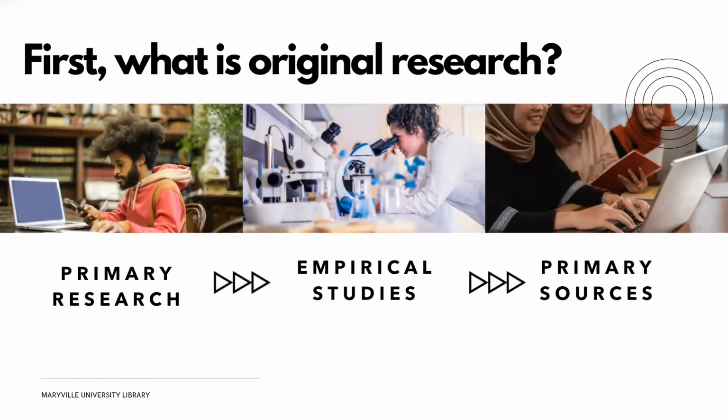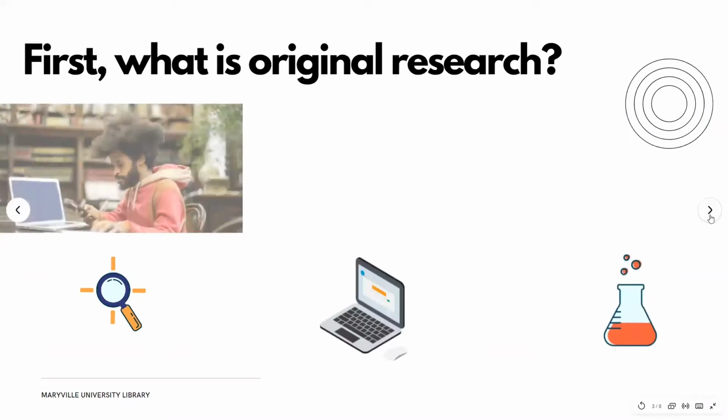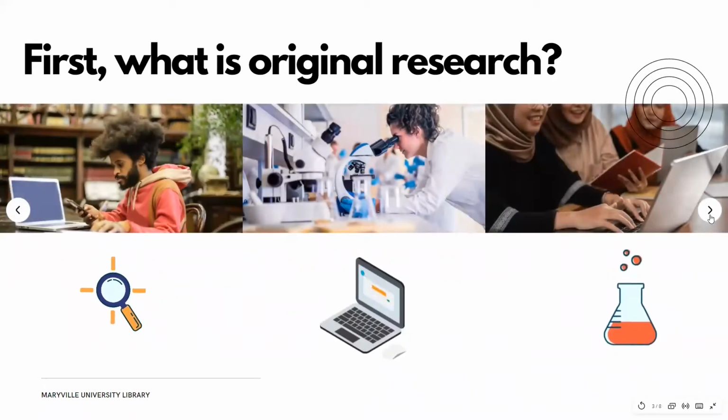Original research can also be called primary research, empirical studies, or primary sources. These names indicate that something is being researched or studied by the author, by the primary sources. Original research often includes studies, surveys, and experiments conducted by the authors.